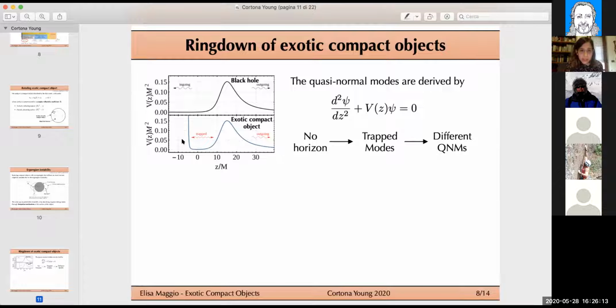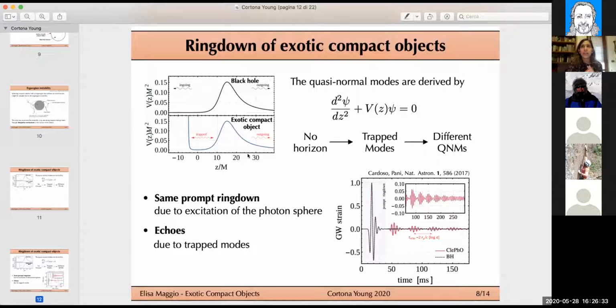Whereas in the case of an exotic compact object, the absence of the horizon implies the existence of a cavity between the light ring and the surface of the compact object. So there are some trapped modes in the cavity, which will lead to a completely different quasi-normal mode spectrum. But from the point of view of the ring-down signal in the time domain, the prompt ring-down is the same for black holes and exotic compact objects due to the excitation of the light ring. Whereas in the case of exotic compact objects, we have subsequent echoes due to trapped modes that leak out through the potential barrier by tunneling effects. So practically, the initial ring-down that we observed so far only in one event is the same for these alternative objects, but then we expect to see extra signatures in the signal.